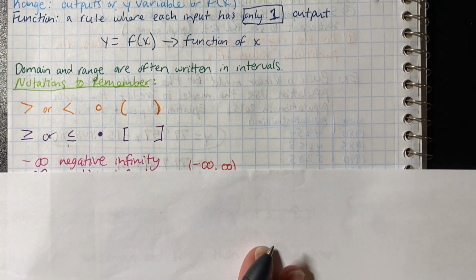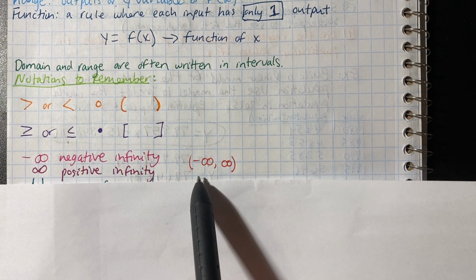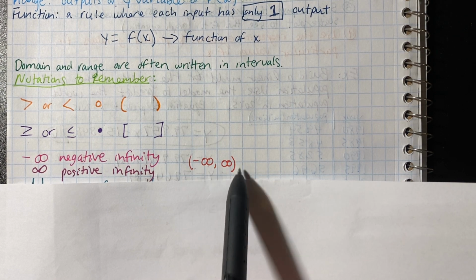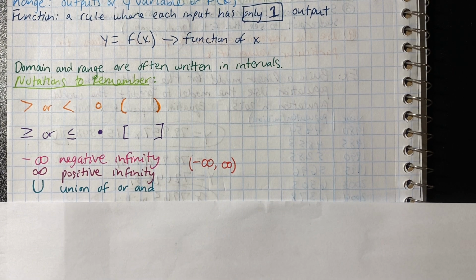This is negative infinity, positive infinity. If you're going to write that something goes from negative infinity to positive infinity, they always have parentheses around them. Okay. And this would be the union of, or also saying this and this.